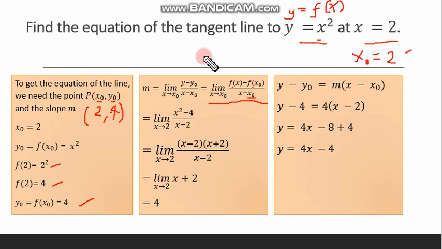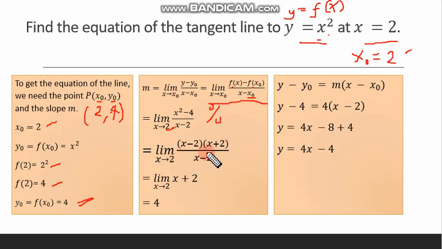Okay, let's solve our limit. So x squared, this is the function, minus the f of x sub 0, which is 4, all over x minus x sub 0, which is 2, as x approaches, again, x sub 0, 2. So the limit of x squared minus 4 over x minus 2, this is indeterminate form if we substitute the value of 2 to our value of x. So let's get the real limit.